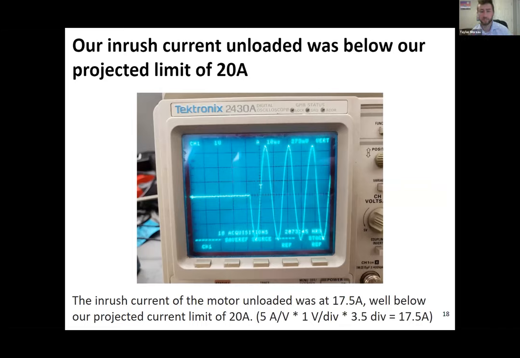And as you can see on the oscilloscope, we captured the inrush current at the start of the motor, and we set the calibrated probe to 5 amps per volt, and then the oscilloscope to 1 volt per division. And we got about a peak of 3.5 divisions, which equaled out to about 17.5 amps. So we achieved our goal with the unloaded test of keeping the current below 20 amps.